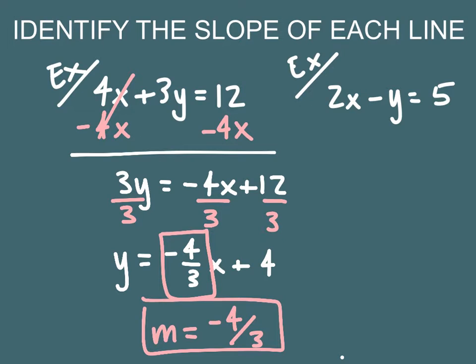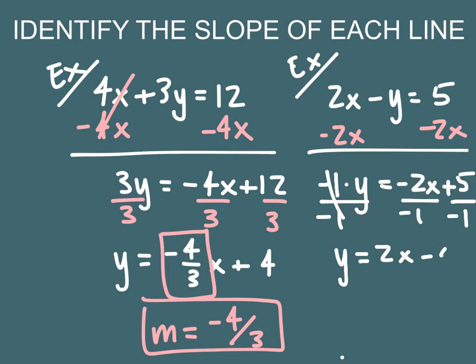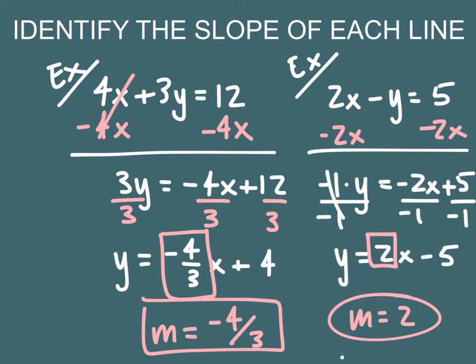Okay, in this example over here, same thing. I'm going to solve this equation for y. So I'm going to subtract 2x from both sides. All right, and I'm going to get negative y is equal to negative 2x plus 5. And because I have a negative y here, that's really like having a negative 1. So I'm going to change that to negative 1 times y. I'm going to divide everything by negative 1. And from here, I'm going to get that y is equal to positive 2x minus 5. Again, we are just identifying our slope. And so our slope m is equal to 2. Okay, and that's how we would do that.